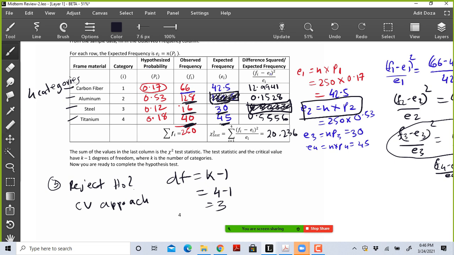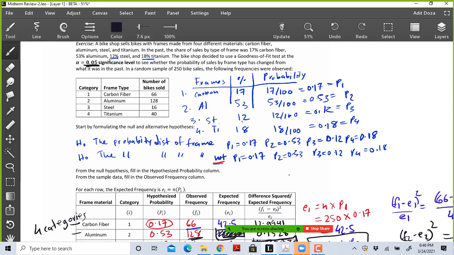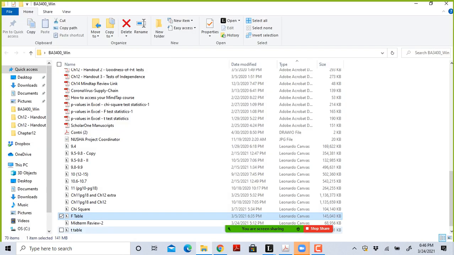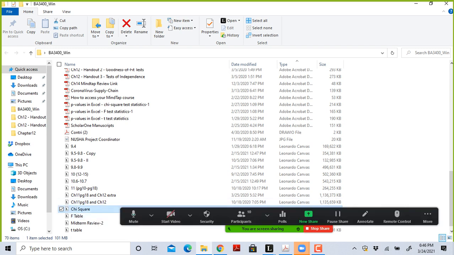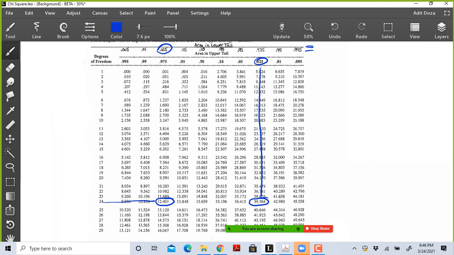So 3. And what is the significance level in this case for the upper tail test? 0.05, it's given in the question. Okay, so 0.05 and 3. What is the critical value in this case? You have to go to the F table. Don't look at the chi-square table. Sorry, here you have to look at the chi-square table because it's a goodness of fit test. I'm sorry about that. It's written chi-square, so chi-square.